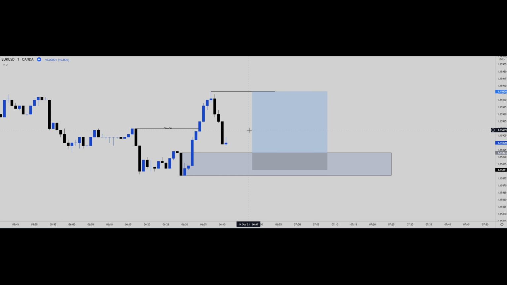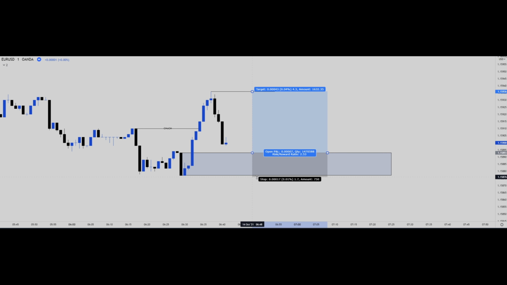The way I use my targets, I don't really have a predetermined target. Obviously I utilize the higher time frame analysis and see which way we could go, but as I'm trading a lower time frame, like I said, I want to try and be in and out of trades during the London session. So I'm just going to try and catch that London momentum.